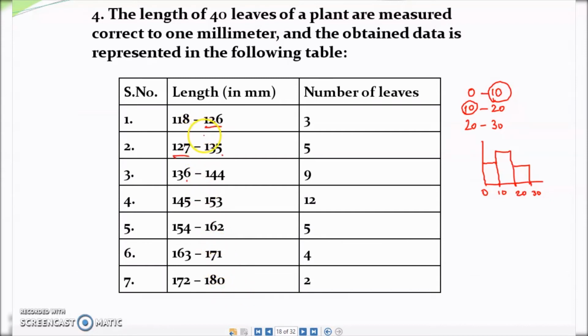Now how will you make it continuous? You will see the difference between the last one and the first one. It is 1. So what you will do is, you will add 0.5 here and you will subtract 0.5 over here. So to 126 when you add 0.5, it will become 126.5. And from 127 when you subtract 0.5, it will become 126.5. So here you will add 0.5 and here you will subtract 0.5. The same way it will be done in all the intervals.